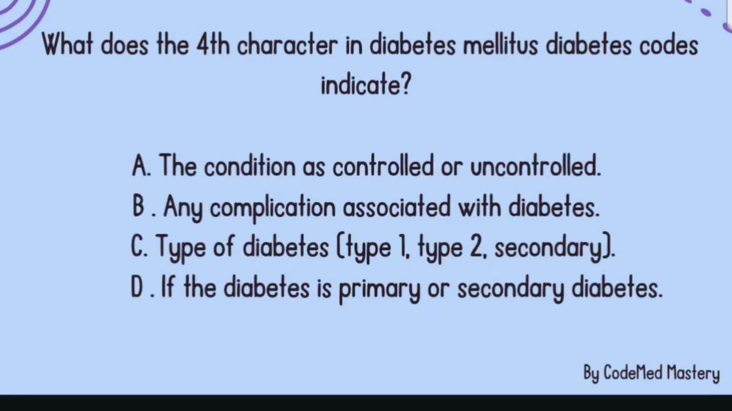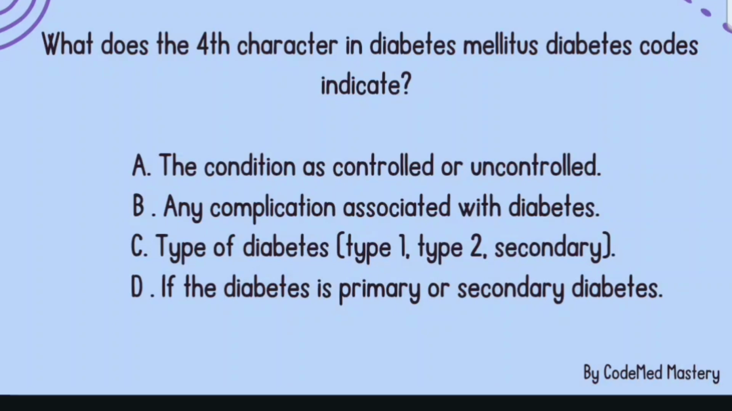What does the fourth character in diabetes mellitus codes indicate? Option A, the condition as controlled or uncontrolled. Option B, any complication associated with diabetes. Option C, type of diabetes, type 1, type 2, secondary. Option D, if the diabetes is primary or secondary diabetes.